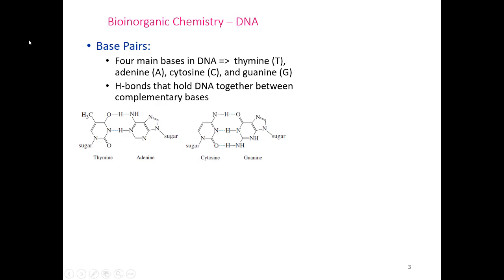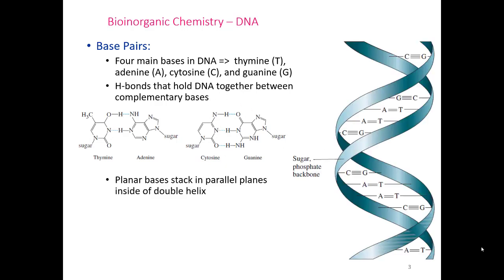As shown right here, thymine and adenine are complementary, and cytosine and guanine are complementary. Notice thymine and adenine preferentially form two hydrogen bonds, so right here there's only two, while cytosine and guanine preferentially form three hydrogen bonds with each other, as shown right there. So looking at a DNA double helix, we can see that the two DNA strands are not identical, but contain complementary base pairs that hydrogen bond together. So that's represented here, where you can see these base pairs hydrogen bonded together.